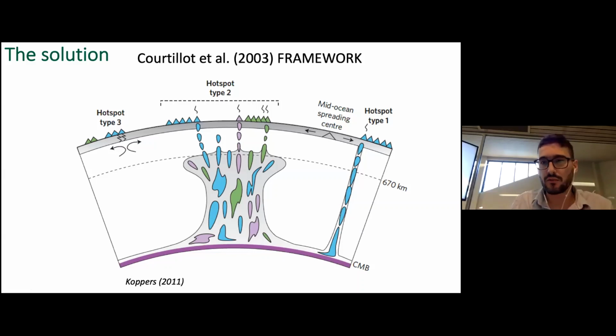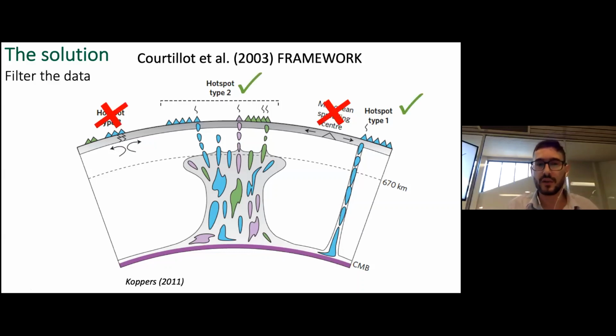So using that framework, you realize that if you want to have an idea of what's going on deep in the mantle, you need to filter the data. Basically, you want to exclude the MORBs, which are just representative of what's going on just below the surface. You also want to exclude the type 3 hotspots, which are also just below the surface per se. And you want to focus on the hotspots that are deep sourced, the deepest sources.